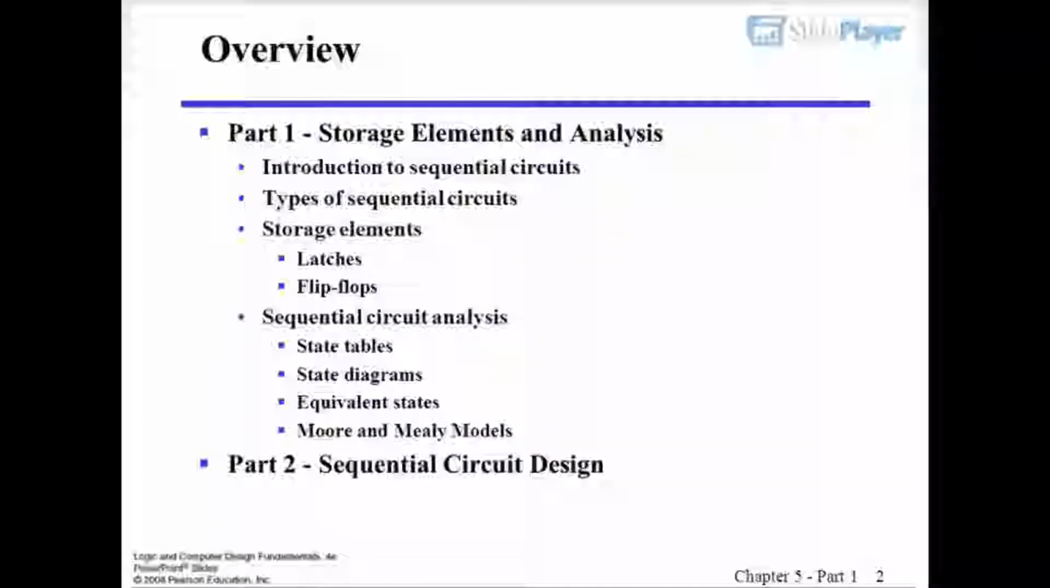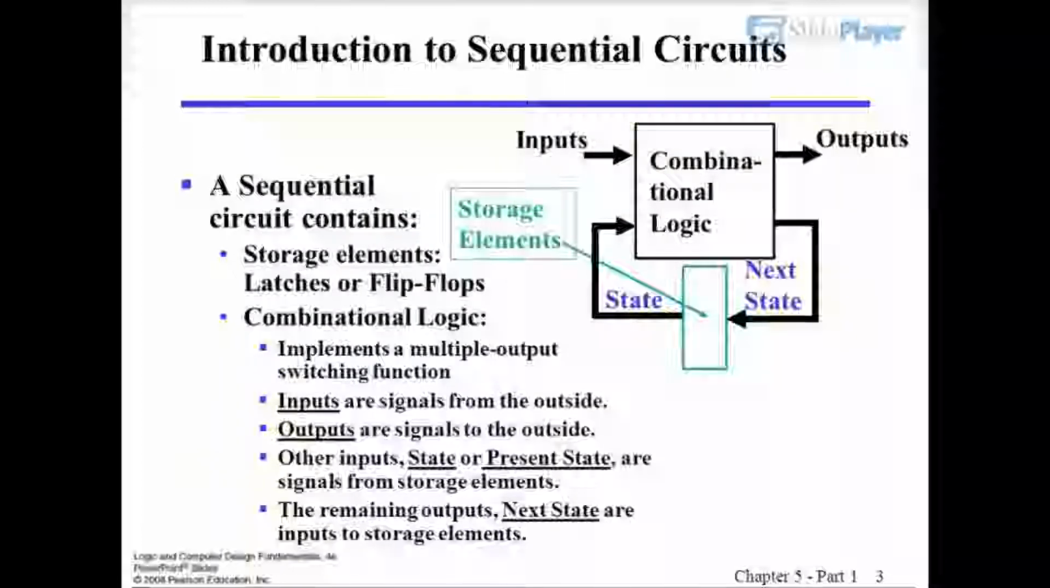Overview Part 1, Storage Elements and Analysis. Introduction to Sequential Circuits. Types of sequential circuits. Storage elements. Latches. Flip-flops. Sequential circuit analysis. State tables. State diagrams. Equivalent states. Moore and Mealy models. Part 2, Sequential Circuit Design. Introduction to Sequential Circuits.